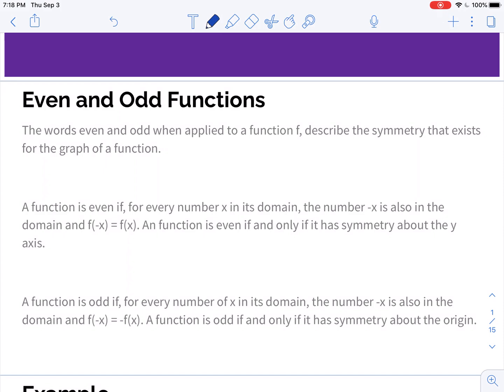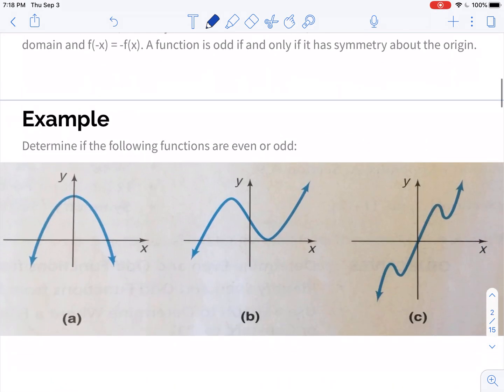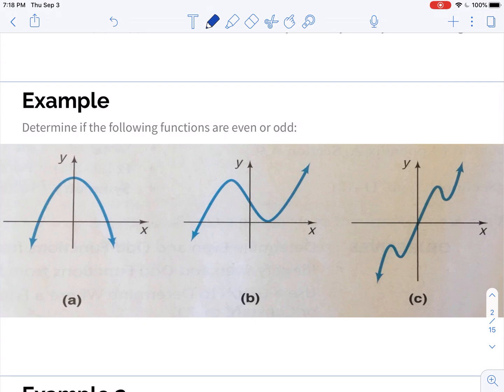Now, I realize all these words are slightly confusing. It's a very mathematical definition. What does this mean? How do we apply it? Well, there's two ways we can figure out if a function's odd or even. The first way is we can look at the graph.